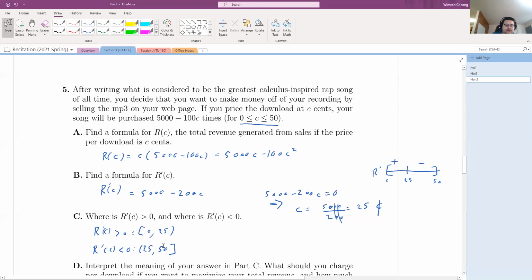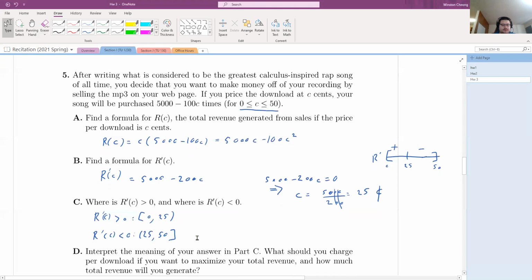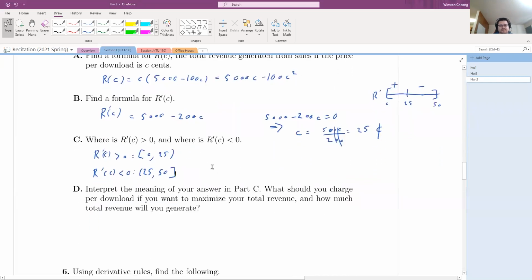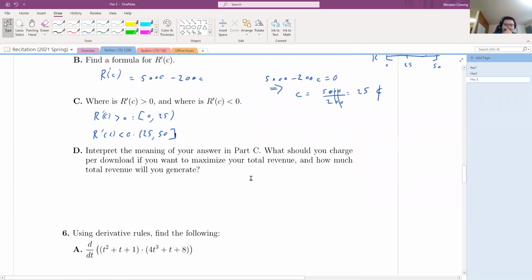And for this interval, we can plug in 50 and we'll get something that's quite negative. And so we do include 50 in this interval, but we're not including 25, at least I'm not, because at 25, R prime is equal to 0, whereas these are strict inequalities. So I'm writing it like this just to be precise.